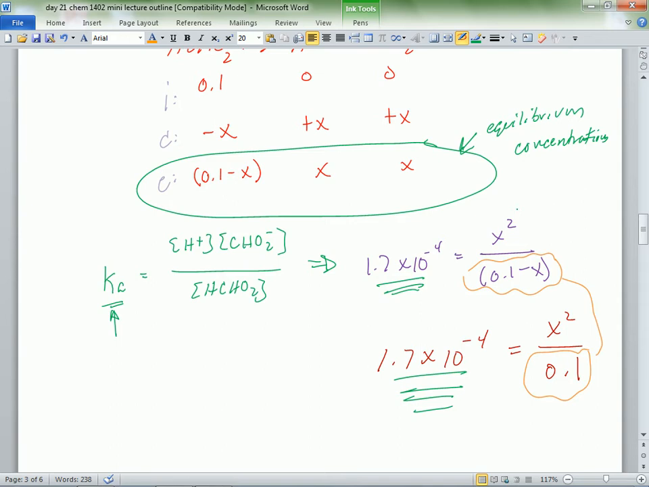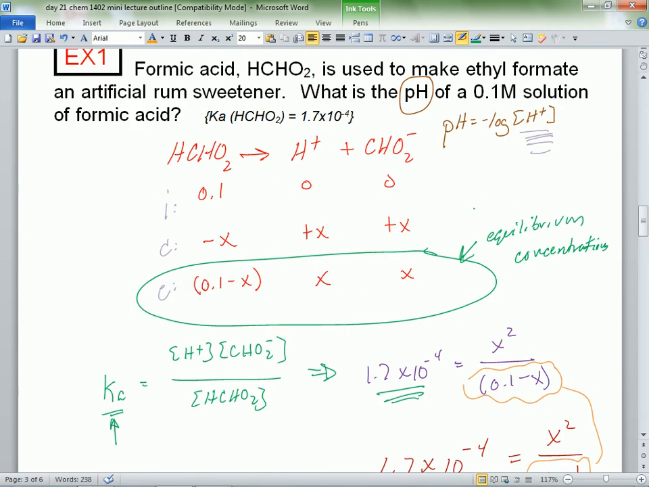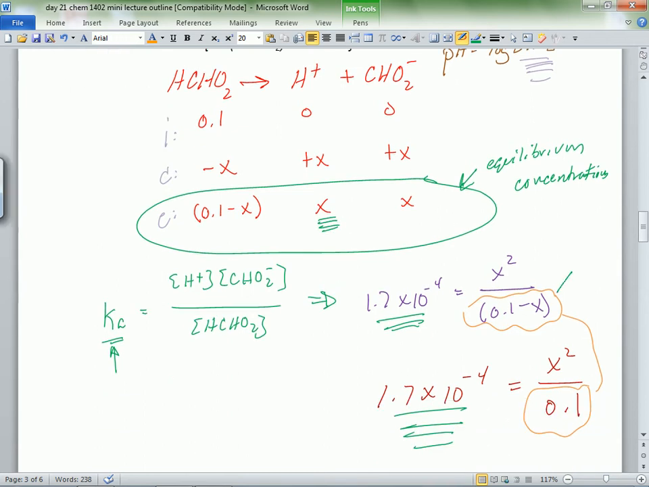All right, look over here. Ka is really, really small. You'd have a whole lot of product or a whole little bit of product. Small Ka means small amount of product. Well, H plus is a product. But according to our table, H plus is x. So the smaller Ka is, the smaller what will be? x. And the smaller x is, oh man, it's even better.